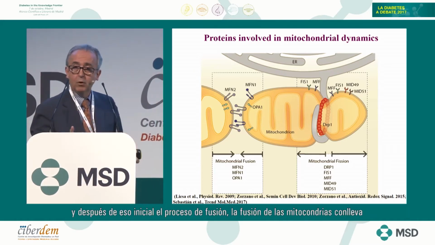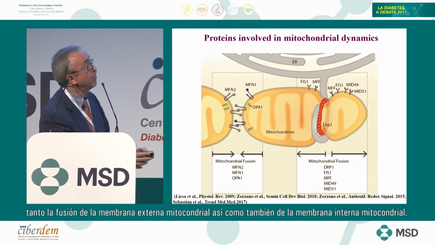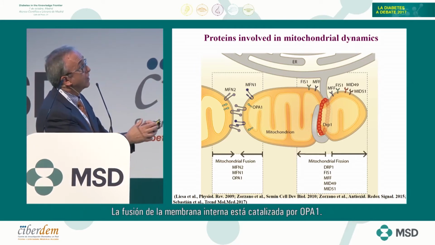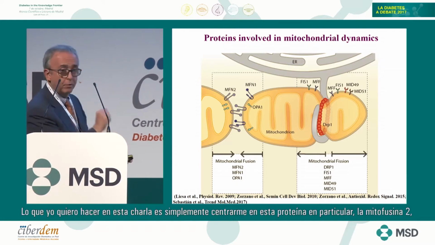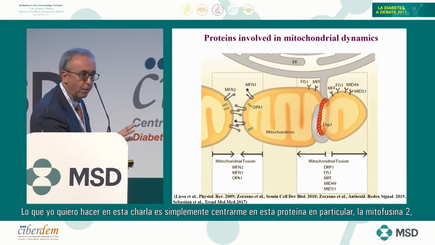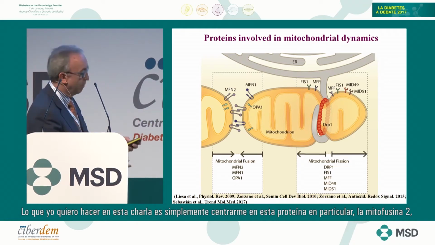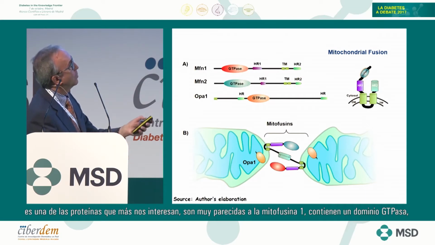The fusion of mitochondria entails both the fusion of the outer mitochondrial membrane as well as of the inner mitochondrial membrane. And the fusion of the inner mitochondrial membrane is catalyzed by OPA1. Okay, so what I want to do in this talk is just to focus on this particular protein, mitofusin 2. It's one of the proteins that we are more excited about. It is very similar to mitofusin 1.